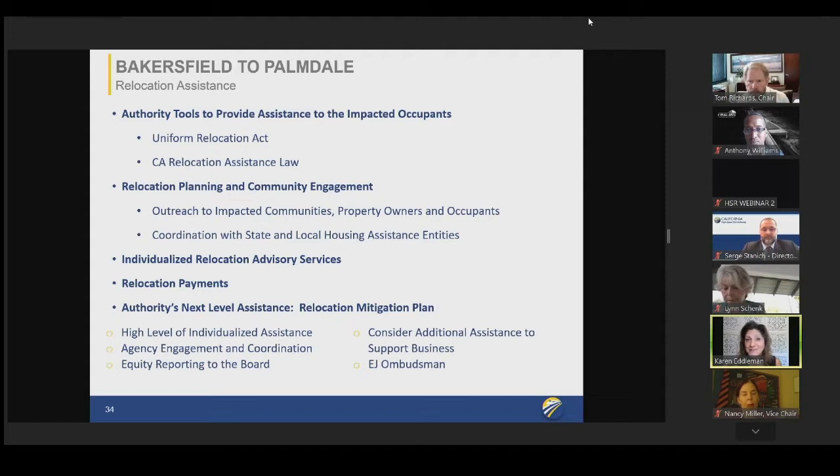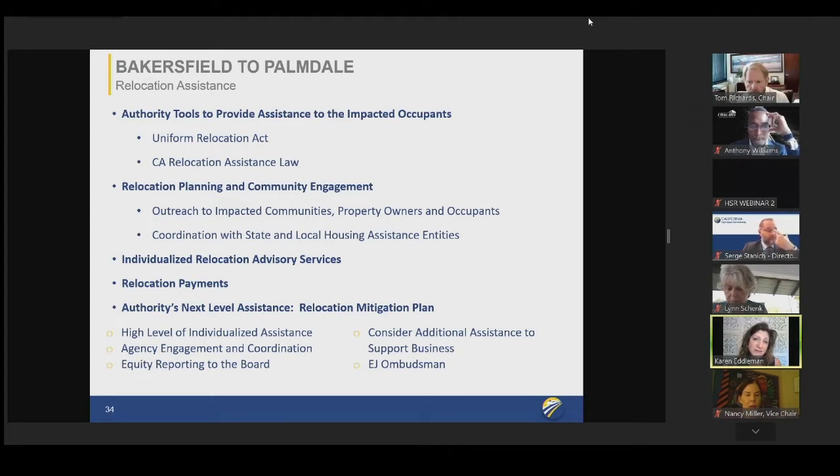There's no monetary assistance attached to the relocation advisor. The advisor's role really is to stand in the middle and to provide all the assistance that is available and make sure we walk occupants through that process. So the relocation planning and community engagement, that is mandated. And it's also that the board has stepped that up, especially in its EJ directions, to say that you really want us to engage more with the community. And specifically, those are targeted to those who might be impacted.